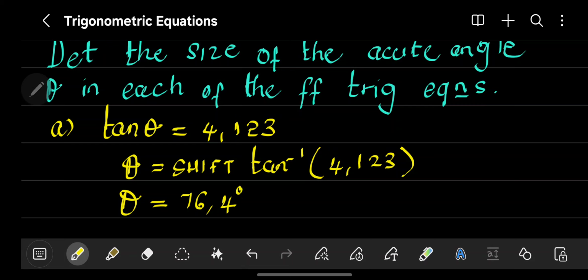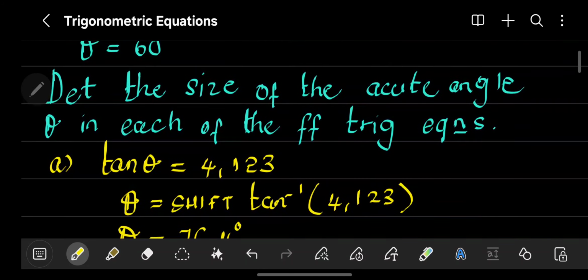Because you rounded it to 1 decimal place. Here they use the words acute angle, so let me go deeper on this one. Remember, what is an acute angle? An acute angle is any angle which is below how many degrees?